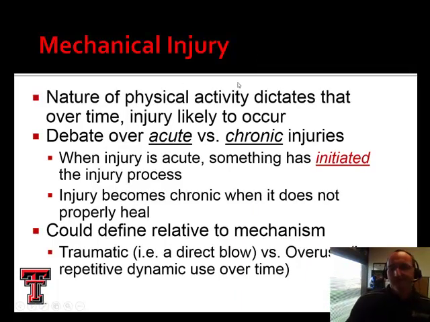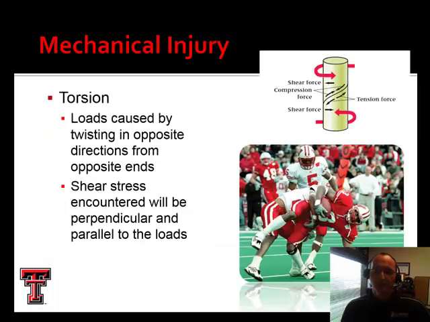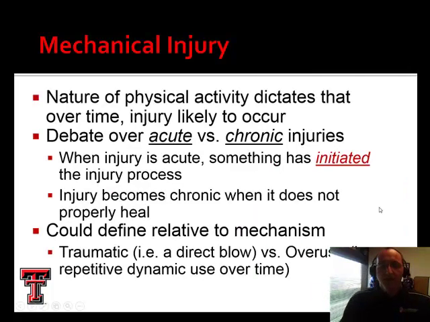Now, we know that being physically active, being an athlete, means that over time injuries are likely to occur. And we can classify them in several ways. One way is to talk about acute versus chronic injuries. When an injury is acute, something has initiated it. So without question, this would be an example of an acute injury. When we don't know what initiated the injury process, or we do know what initiated it but it doesn't heal, it can become chronic.